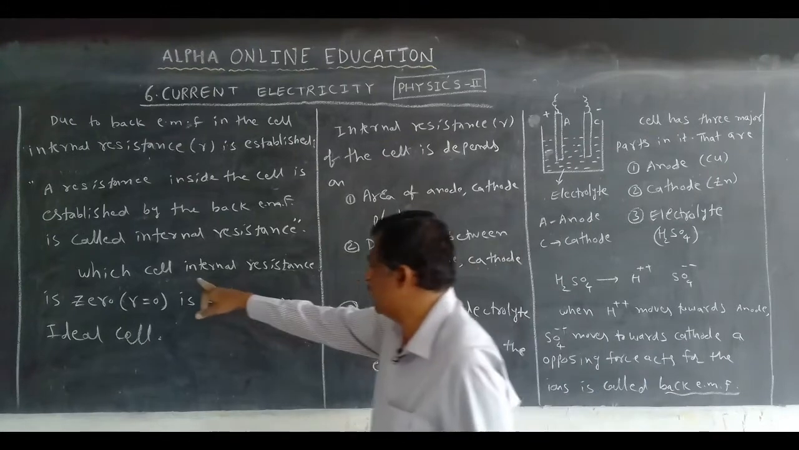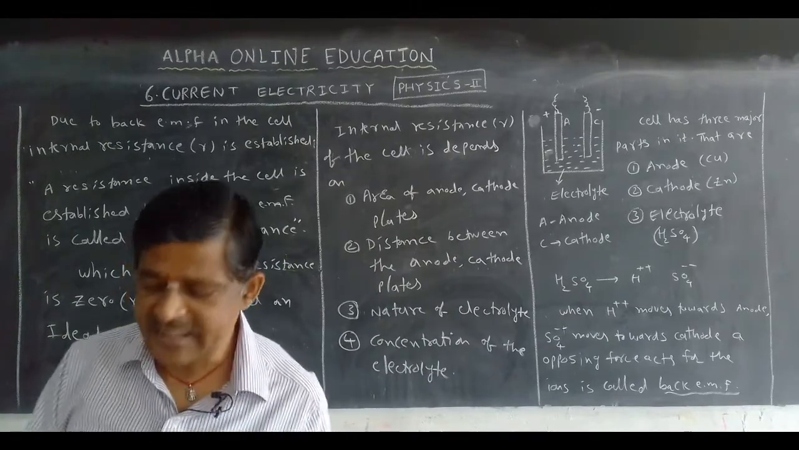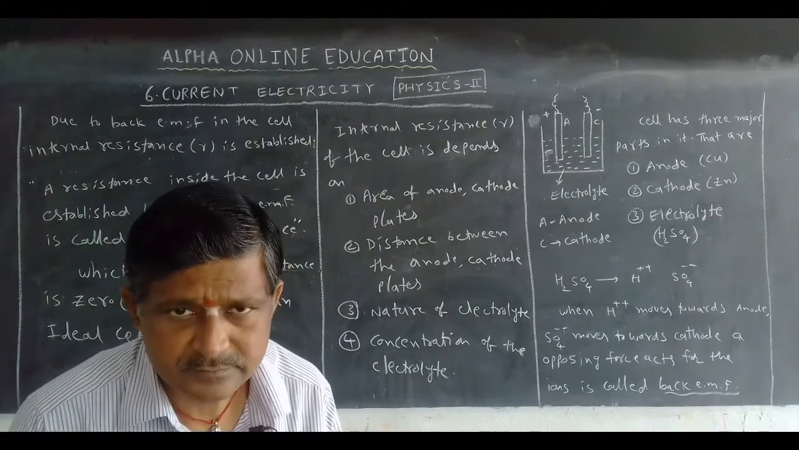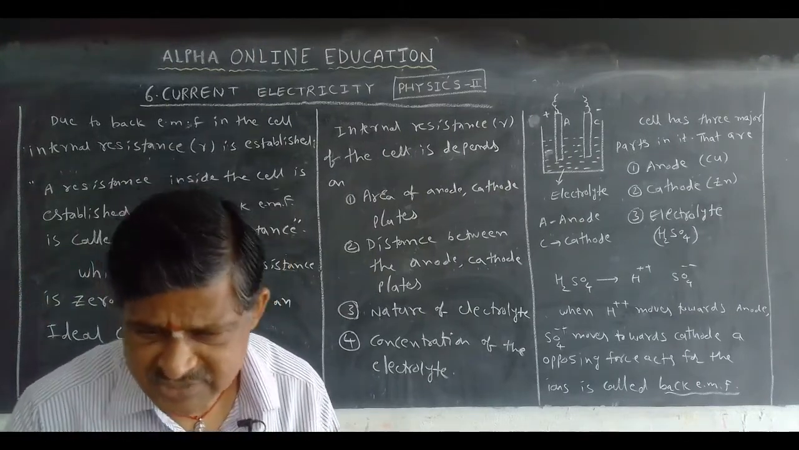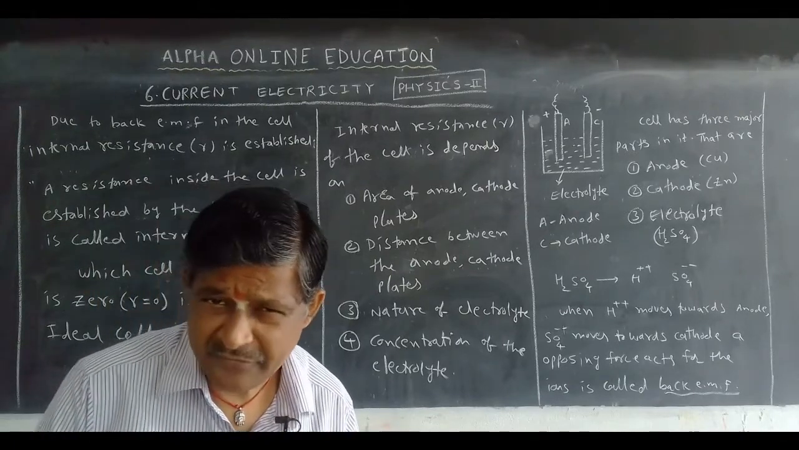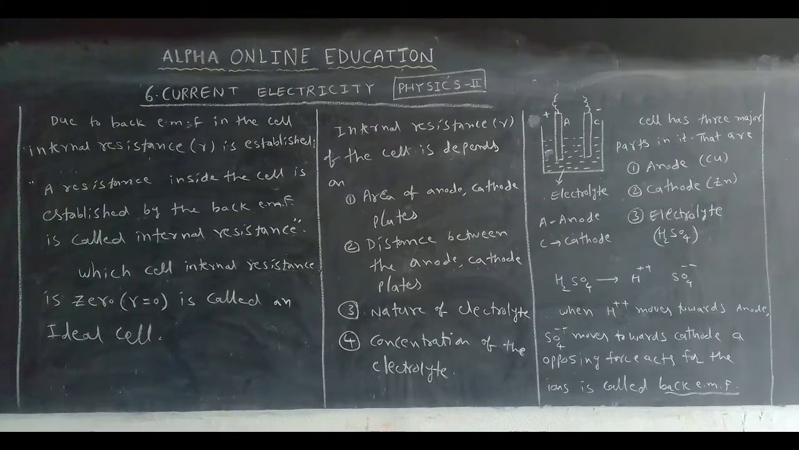But this is very, very important. Which cell's internal resistance is zero? That cell is called an ideal cell. Now how can we get this in the examination? What is an ideal cell? Which cell's internal resistance is zero? That cell is called an ideal cell. Now internal resistance depends on how many factors? Four factors. What are those 4? The first one is area of anode and cathode plates. Number 2, distance between the anode and cathode plates. Number 3, nature of electrolyte. Number 4, concentration of electrolyte. Okay, this is about the cell.